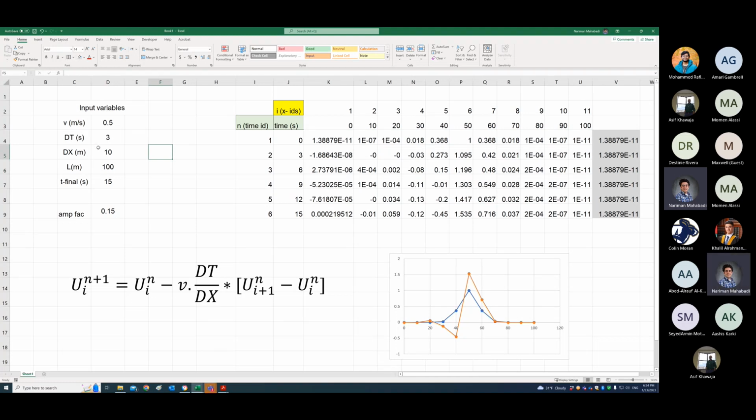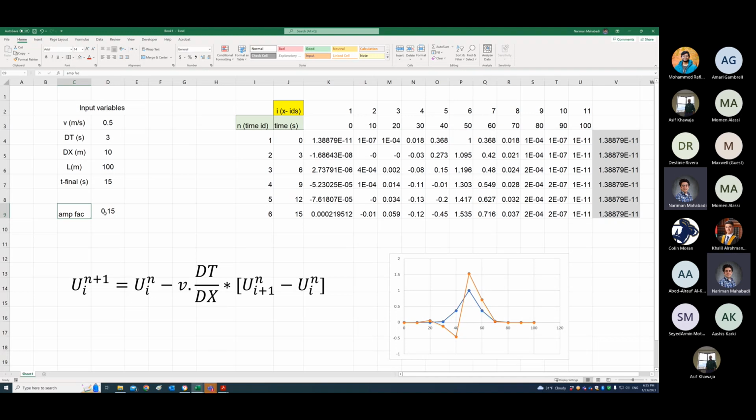Let's do a little bit of changing these variables. At this moment, the amplification factor is 0.15. I briefly explained that because the velocity is positive, you would not have a stable condition. The amplification factor condition that I mentioned, if it was less than or equal to 1, you have a stable condition, is only one condition.